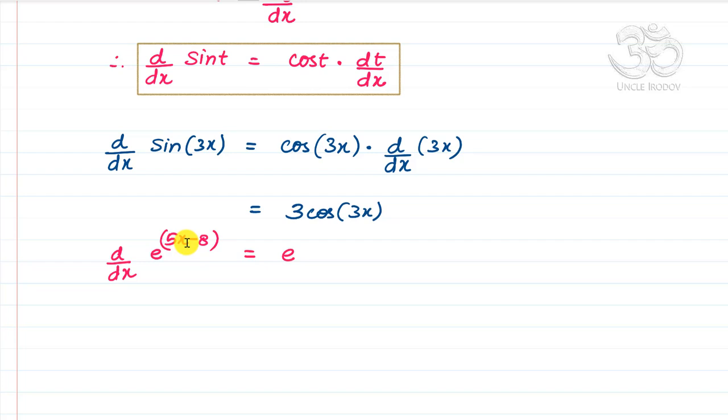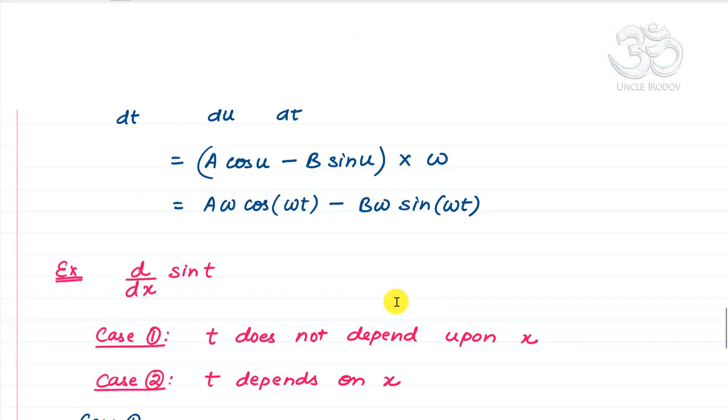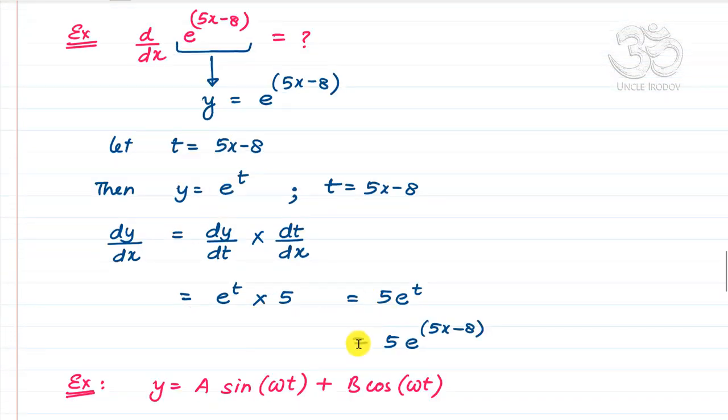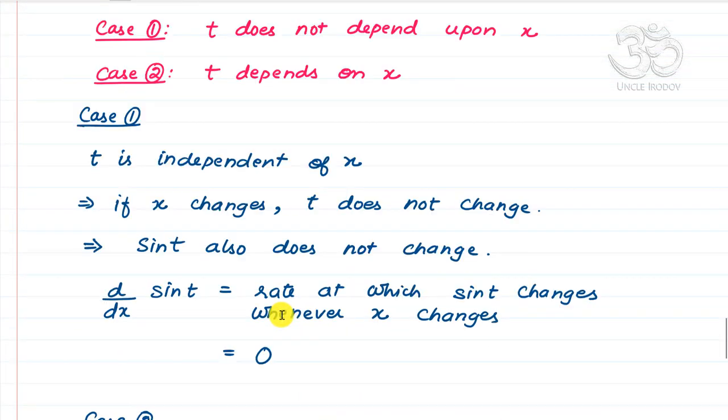So e power the same thing, and then move inside in steps. So you will have d by dx of 5x minus 8, and you keep it in multiplication. So how much will be d by dx of 5x minus 8? 5. So 5 e power 5x minus 8. Done. This is what you got here. Somewhere here, 5 e power 5x minus 8. And so you can do all the others also like that.